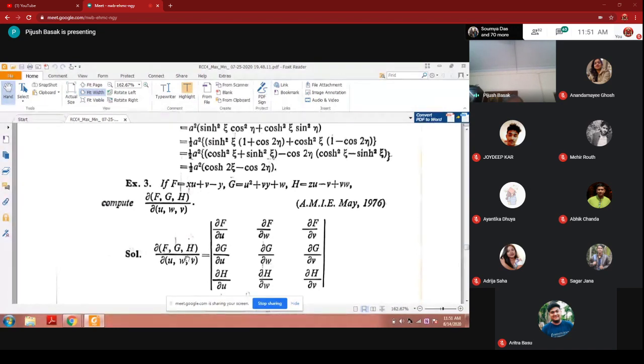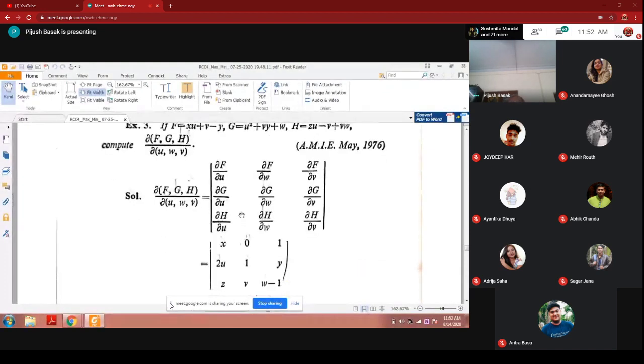Next problem, example 3. F is equal to xu plus v minus y, G is equal to u square plus vy plus w, H is equal to zu minus v plus vw. So compute the Jacobian of F, G, H with respect to u, v, w. So write down the Jacobian in the determinant form.